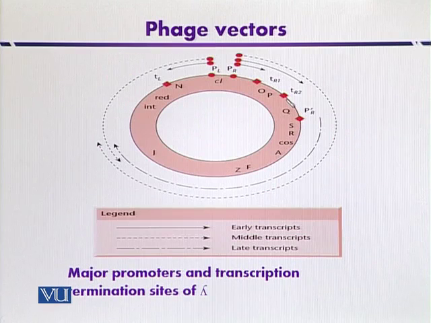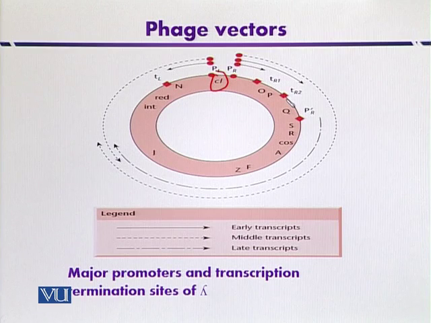This diagram indicates the major promoters and transcription termination sites of phage lambda DNA. Here the transcription begins from the left or right side of the gene called the cI gene. It can synthesize a repressor protein. When it is synthesized, it can stop the transcription of early proteins and repress the lytic cycle, and the lambda DNA will enter into the lysogenic phase.